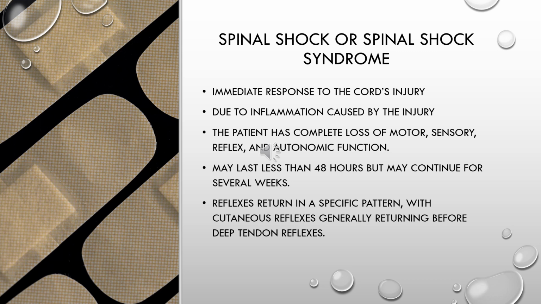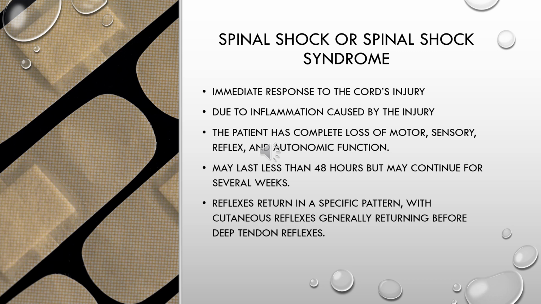So the patient will have a complete loss of motor, sensory, reflex, and autonomic function. Now remember what your autonomic nervous system does, because I just talked about that in neurogenic shock. However, even though you can see some autonomic dysfunction problems, there is a difference between neurogenic shock versus spinal shock. And I know it's a very fine line, but they are not the same thing, even though sometimes the treatments may be similar. This can last up to 48 hours, but may continue for several weeks.